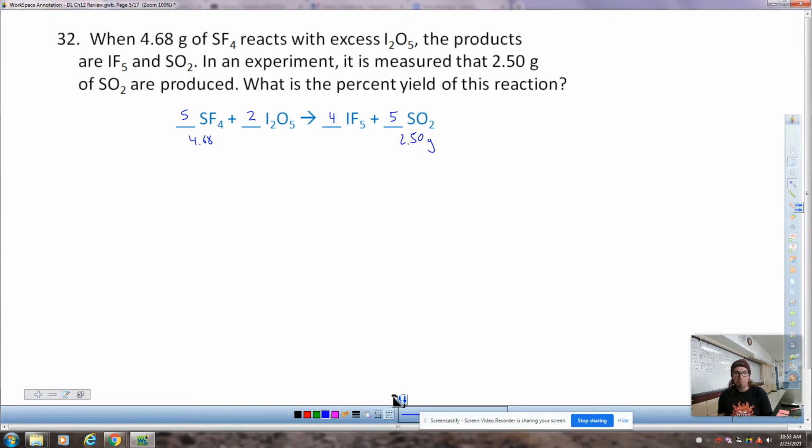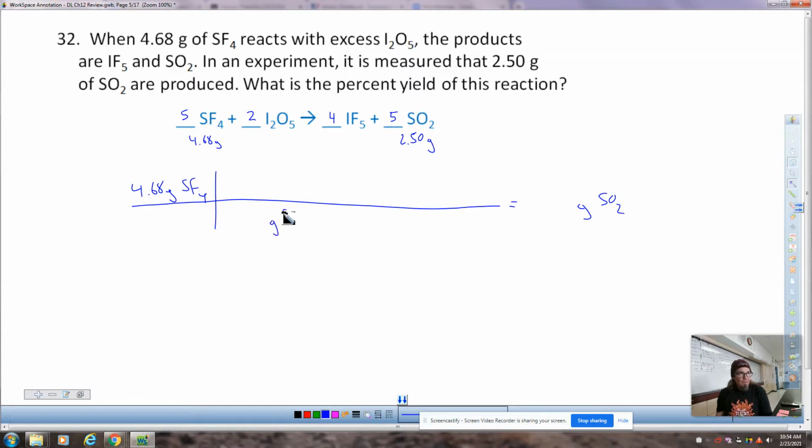All right, these are the experimental numbers. We want to know theoretically, what should that 4.68 grams of sulfur tetrafluoride have produced? So 4.68 grams of SF4, and we want to get all the way over to grams of SO2.